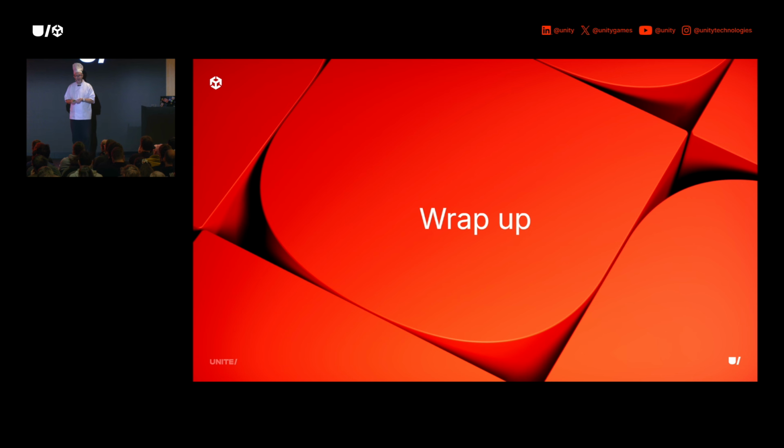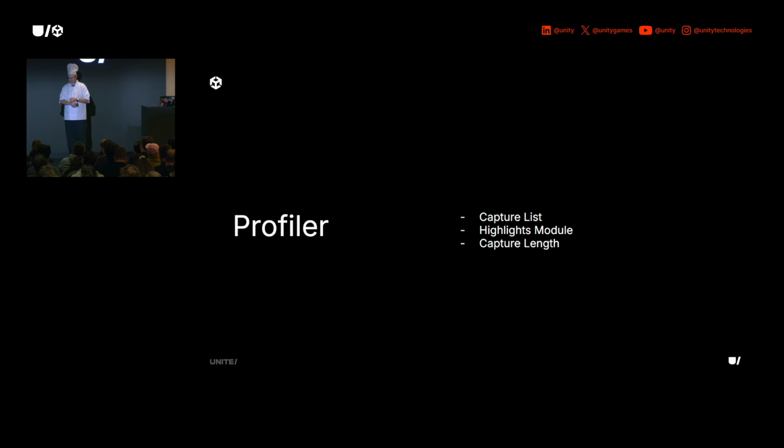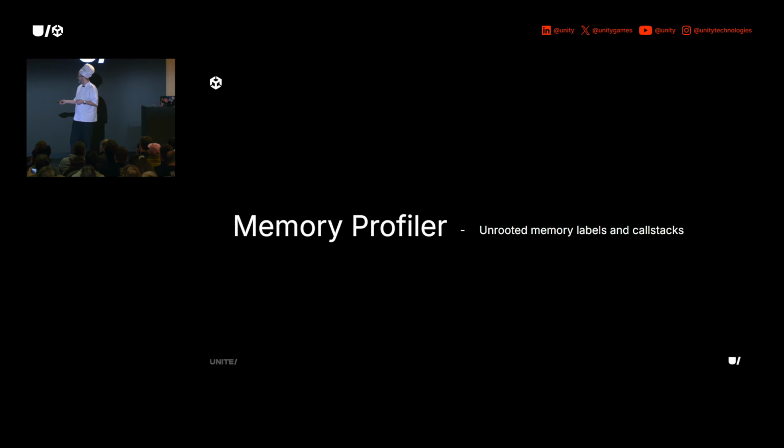I guess it's finally time to wrap up. What we've been through: we've been through Project Auditor, what it does, what it analyzes, and loosely how it does some of that, the fact that it's a package and will now be built in. We looked at the improved profiler workflows and what we've changed since I talked about this last year, mostly focused on the capture list, the overview, and being able to change your capture length. And then the main thing in Memory Profiler is those unrooted memory labels and call stacks.